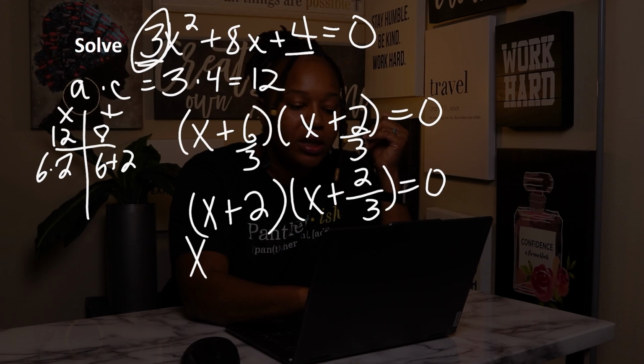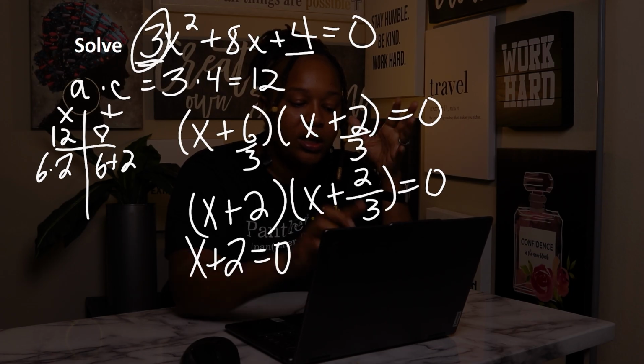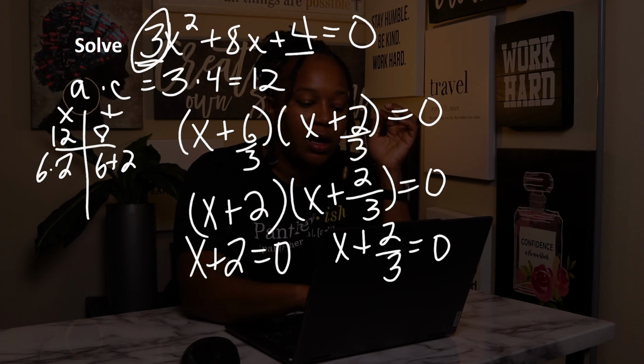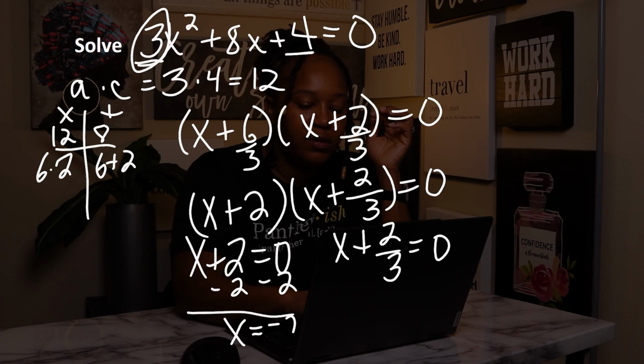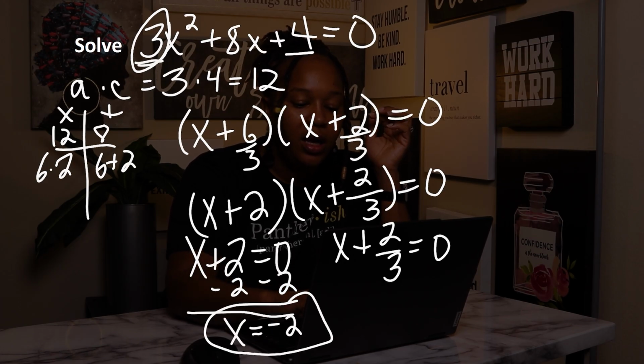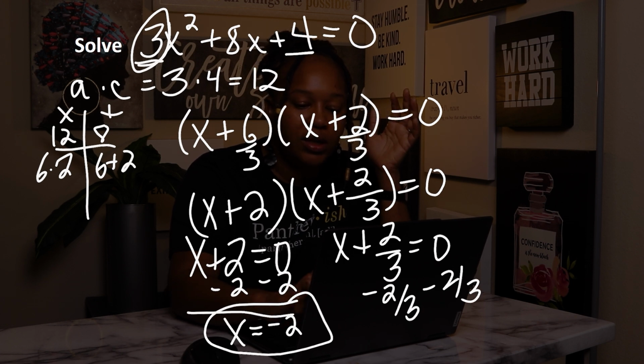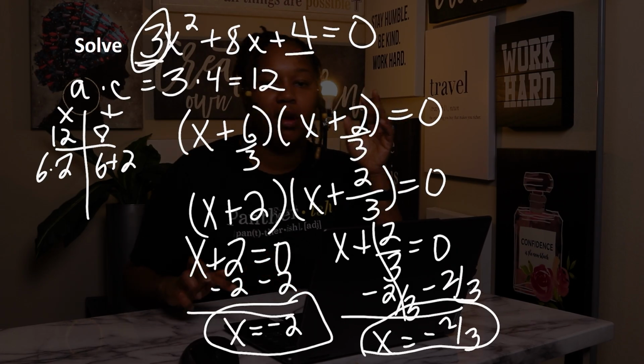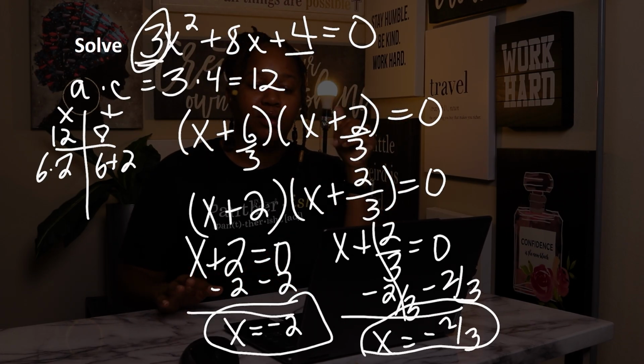So you want to take both of these terms or both of these factors and set them equal to 0. So you get x plus 2 equal to 0. Solve for x. Subtract 2 from both sides. You get x is equal to -2. That's one answer. And here you got x plus 2/3 equals 0. Subtract 2/3 from both sides. The 2/3 there cancel, and you get x is equal to -2/3. That's your other answer, all right? So you have two answers, -2 and -2/3.